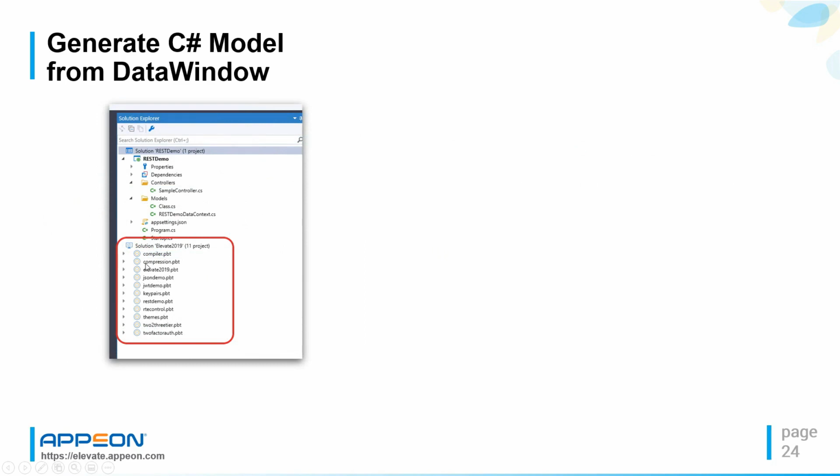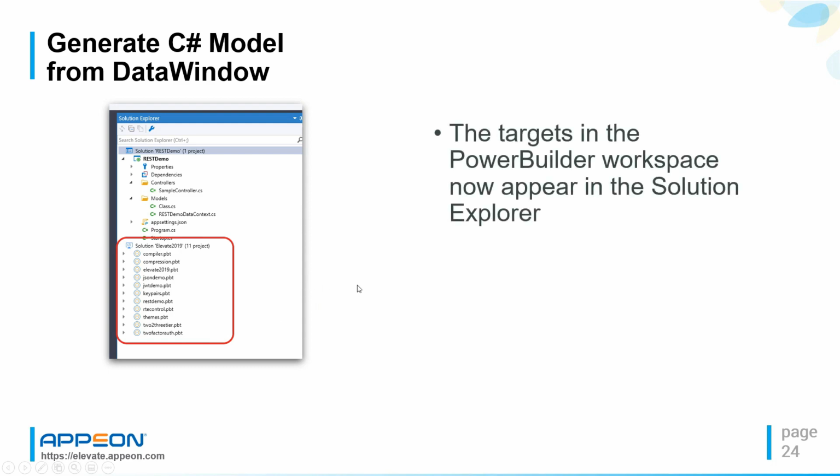You can expand these, and you'll see the libraries, and then you'll see the individual objects. That will become important not only here when we're doing the C# model from the data window, but later when we get to the PowerScript migrator. This is how we'll navigate to the objects that we want to migrate the PowerScript for as well.